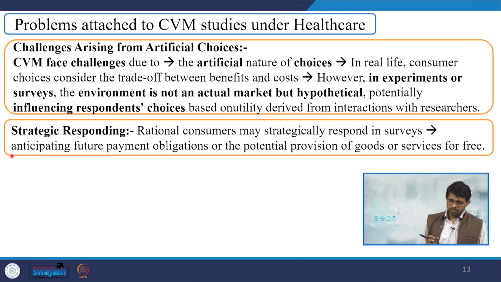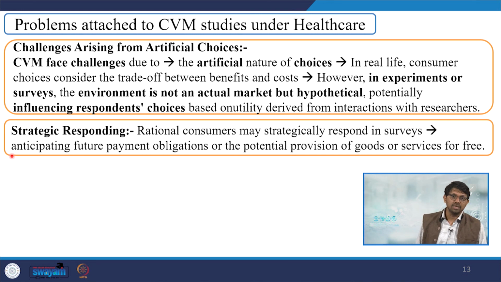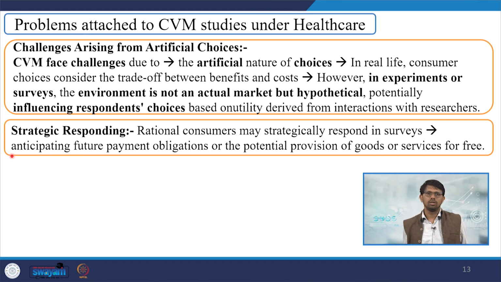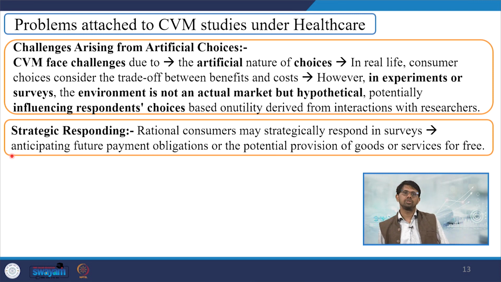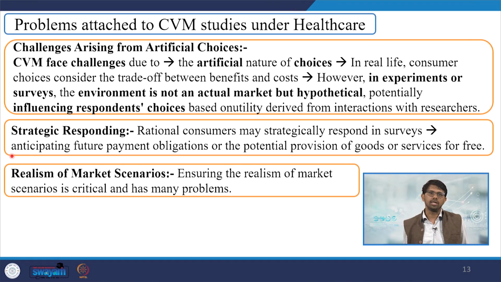There are strategic responses. People may be quite prepared to get the best benefit out of it when they know that experiments are made, and if any policies are targeted, they reflect differently, they give strategic responses. Rational consumers may strategically respond in surveys, anticipating future receipt or payment obligations, or the potential provision of goods or services for free. So, they act accordingly. You might have seen in different poverty alleviation programs, when some views are taken, they respond as if they are part of the model very clearly.